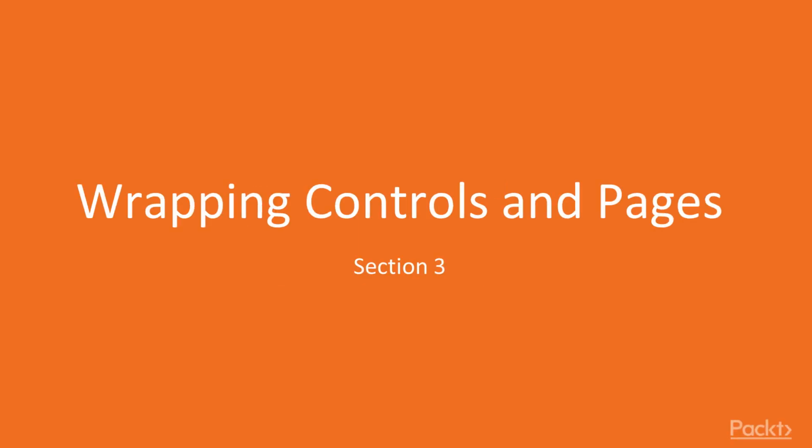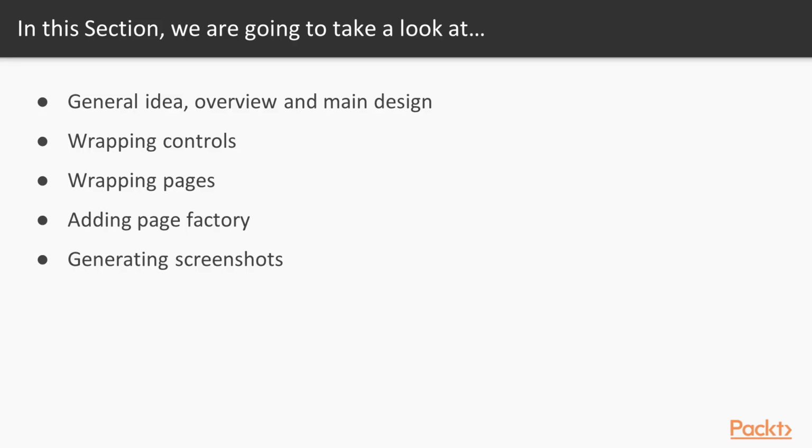Hello, and welcome to the section of the Automated UI Testing in Android video course. During this section, we'll create abstractions wrapping pages and page elements. Firstly, we'll get a general idea of what is expected and how it should look like. Then, we'll wrap control objects and form an initial hierarchy.